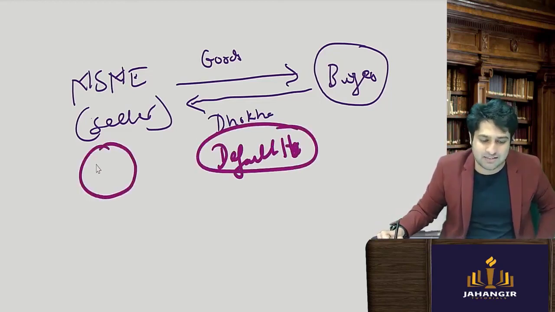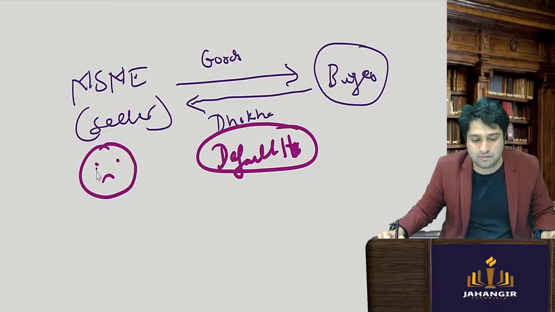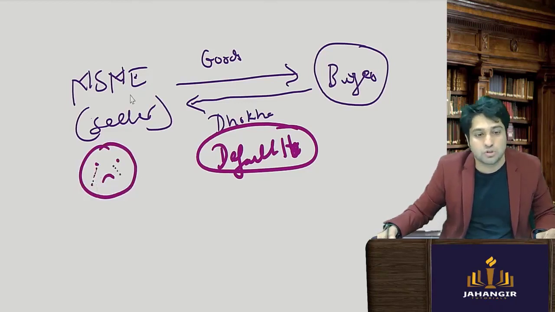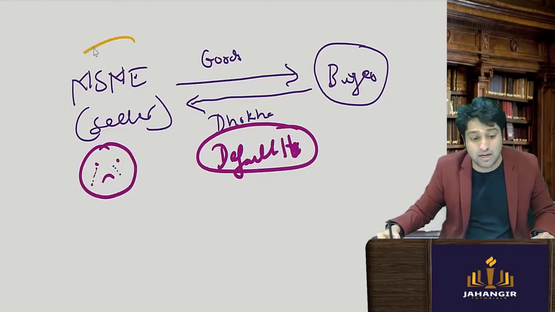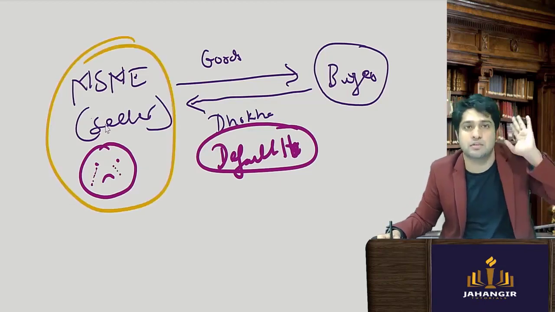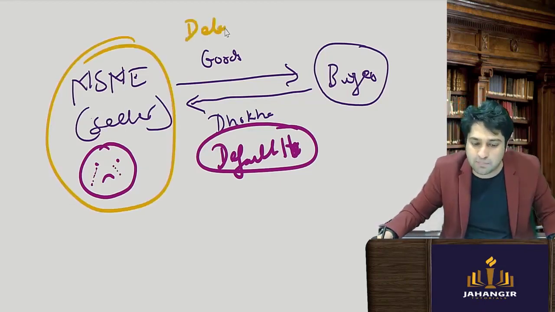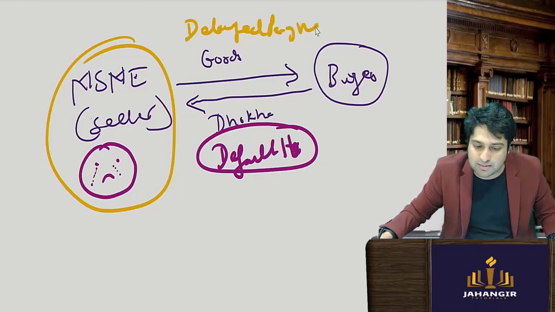In such a case, MSMEs are the small people. They might just break down. So what government has done, they have said, how dare you default with this person? How dare you do a delayed payment to an MSME?